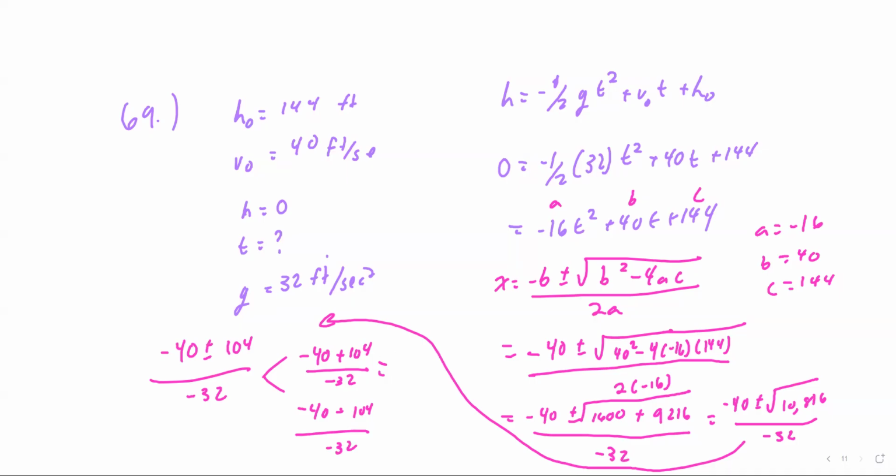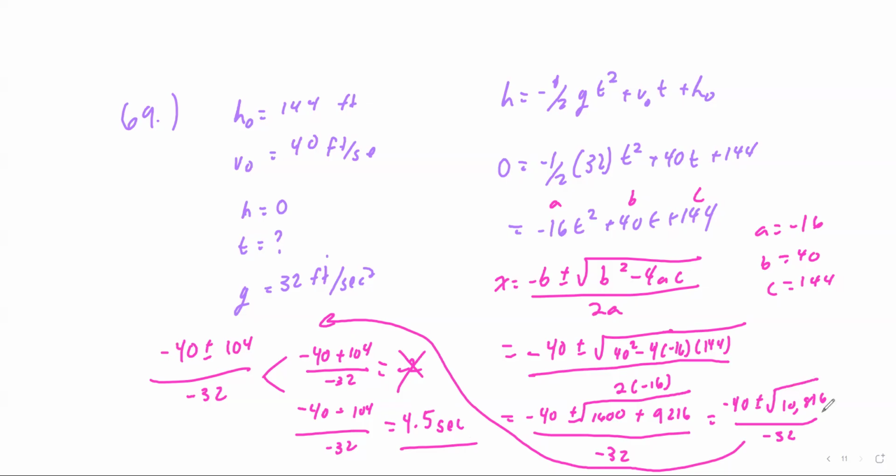So this answer would be 104 minus 40, which is positive 64. Divide that by 32. I'd get negative 2. And over here, I would get 104 plus 40, which is 144 divided by 32. That would give me positive 4.5. So again, this is a real life problem, so we cannot have negative time. So it must be 4.5 seconds.